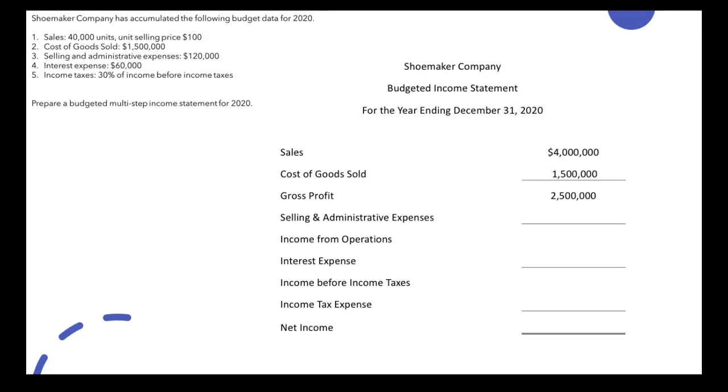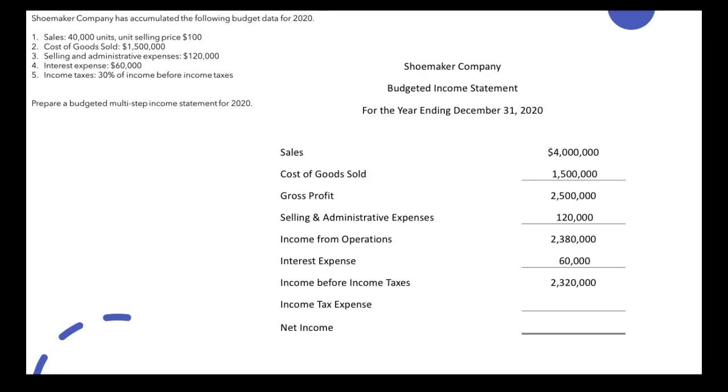Now we need to subtract out our selling and administrative expenses. So we're told that those are $120,000. We subtract that from our gross profit, leaves us with an income from operations of $2,380,000. Then we have our interest expense that was given to us of $60,000. We want to subtract that out, giving us our income before income taxes of $2,320,000.